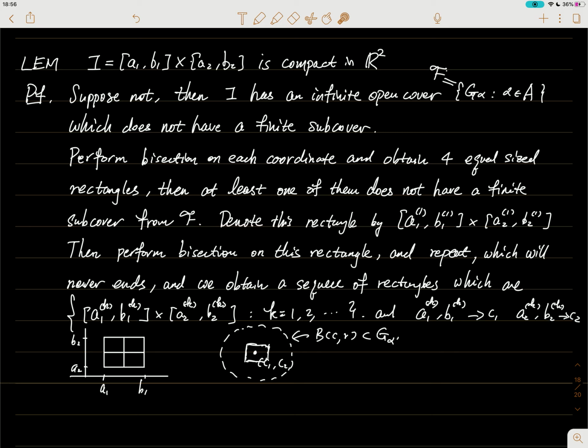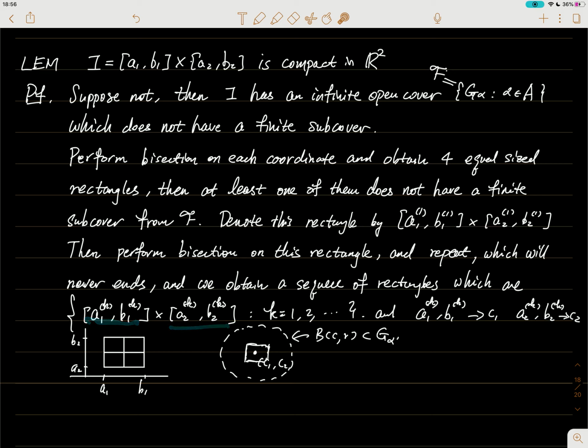And then I look at the endpoints, and I generate this sequence of rectangles. Their endpoints are A1k, B1k, and A2k, B2k. And remember that these are rectangles that are getting smaller and smaller every time. The size of each interval is halved every time. Okay, and now you can see that the sequence for the first pair of endpoints will converge to a point C1. I call it C1, and this will converge to another point called C2.